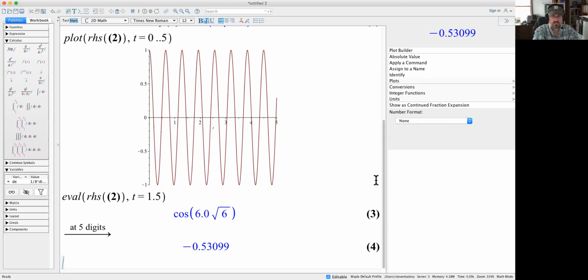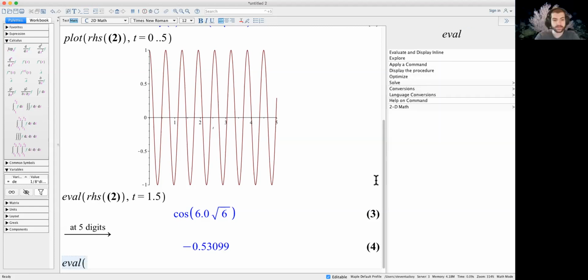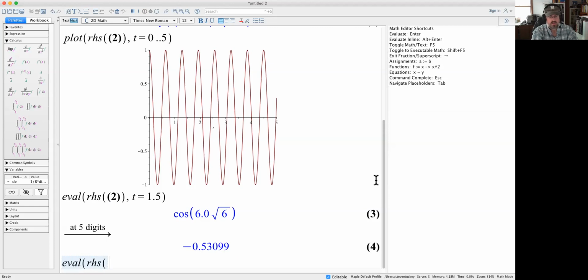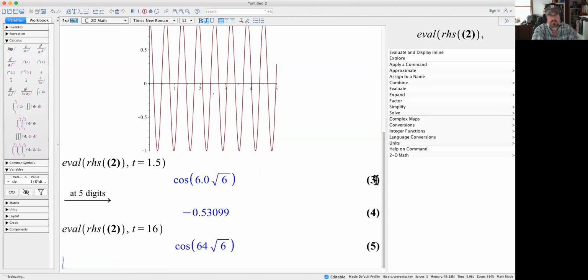Yeah. So if I wanted to evaluate the right-hand side of number 2, for me, I'm on a Mac, I do Command L. If you're on a PC, it'd be Control L. And so Control L is basically label. I like to think of it as line because of the line numbers. And so I'm referring back to a certain line. And so I would say line number 2, and then evaluate that when t equals 16 or something. And Maple says, no problem, I can do that.